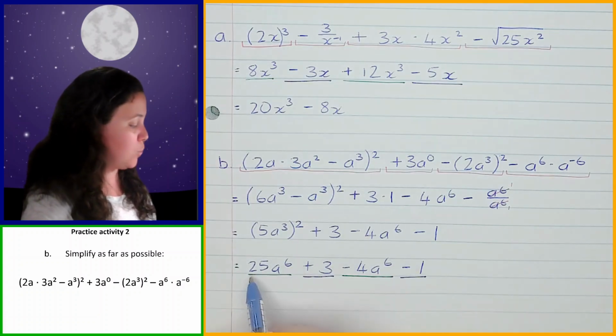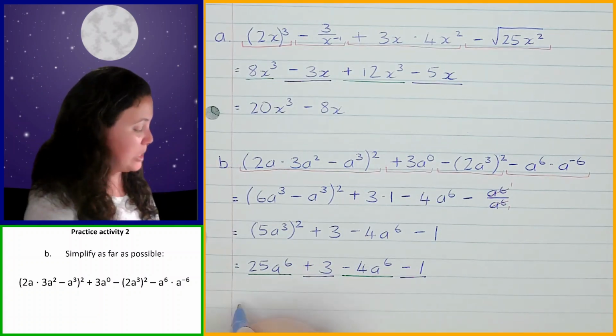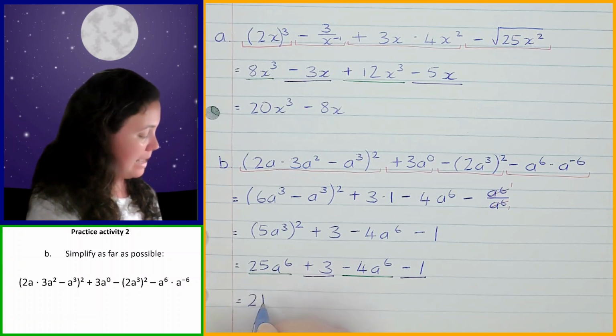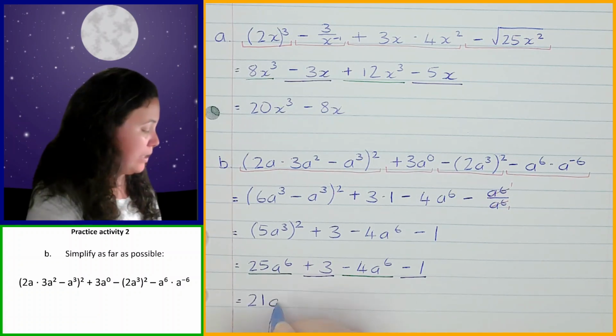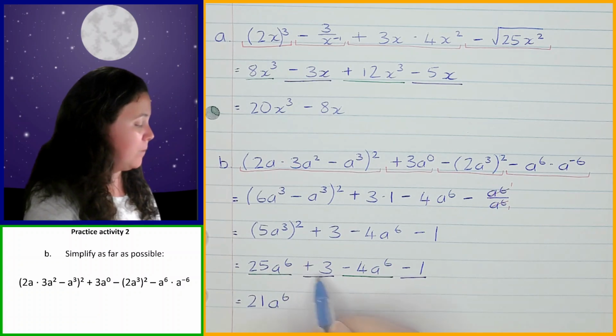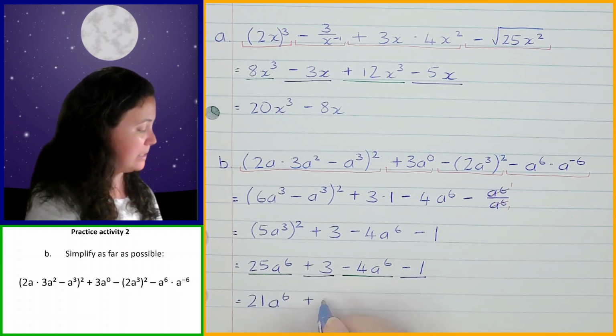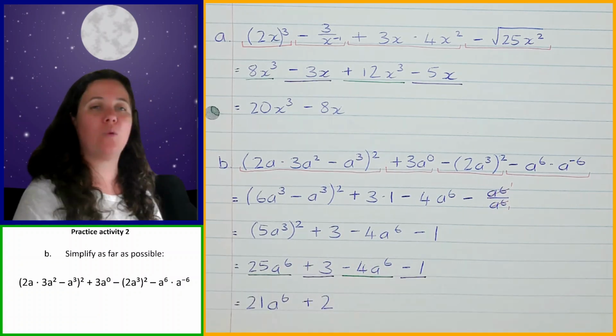Right, so now I've got 25a to the power of 6 minus 4a to the power of 6. So it's 25 minus 4 is 21. And the a to the power of 6 doesn't change. So it's 21a to the power of 6. And then I've got plus 3 minus 1 is plus 2. So that's what you should have got for question B.